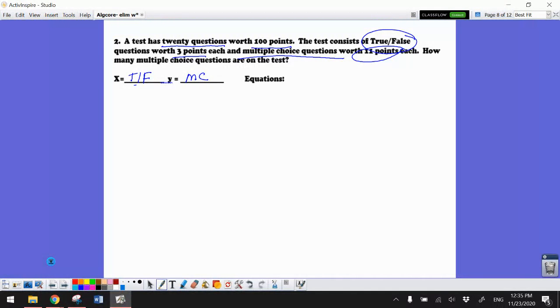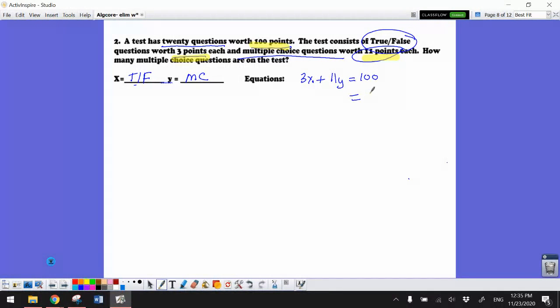Okay, so I think the first thing that's important to notice here is that I have 3 things that talk about points. Points, points, points. Those have to go together. So that's going to make one equation. So I have 3x plus 11y is going to equal 100. So that's my first equation.